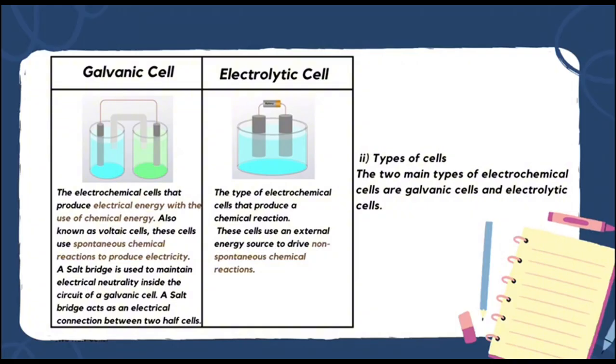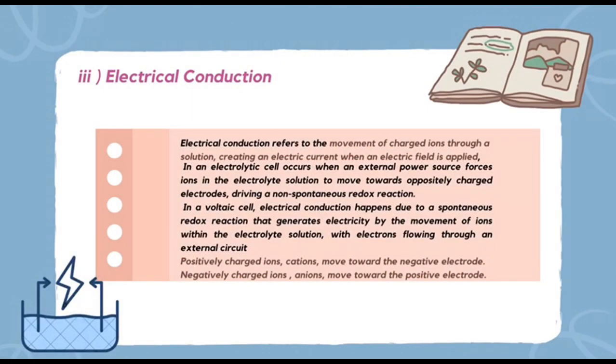Next is electrolytic cell. Electrolytic cell is a type of electrochemical cell that produces a chemical reaction. This cell uses an external energy source to drive non-spontaneous chemical reaction. Number 3 is electrical conduction. Refers to the movement of charged ions through a solution, creating an electric current when an electric field is applied.